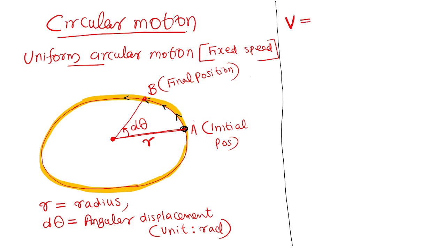V is the linear speed. It must be fixed. Why is it fixed? Because I am talking about uniform circular motion. I am moving with a fixed speed. I told you initially, fixed speed. Let me explain every term, and after that I will explain the formula. V is the linear speed.